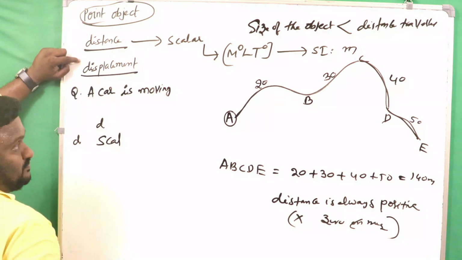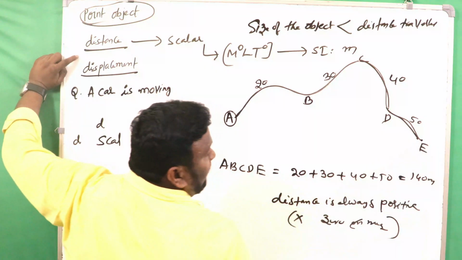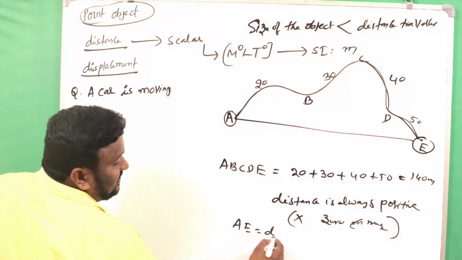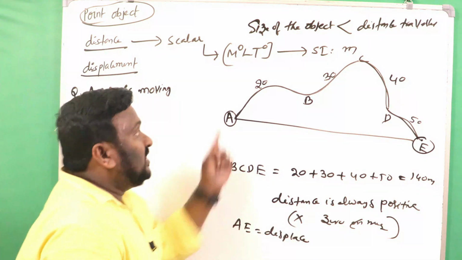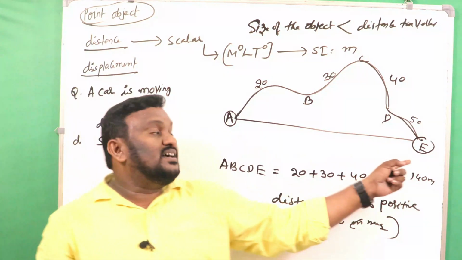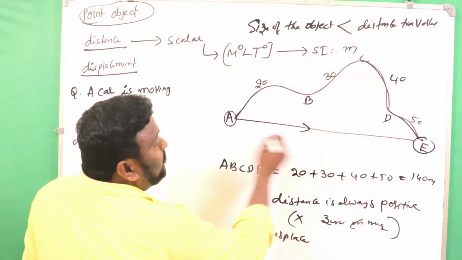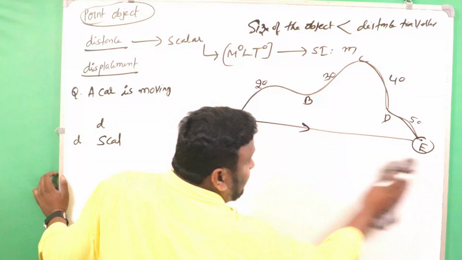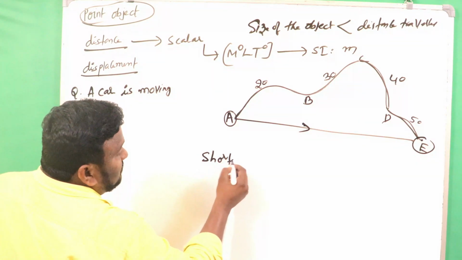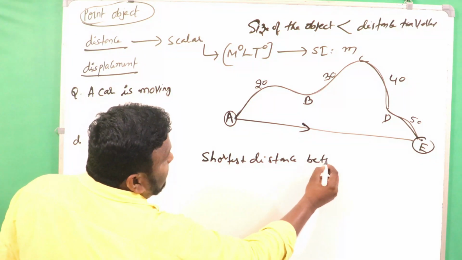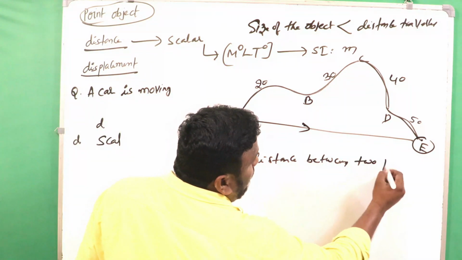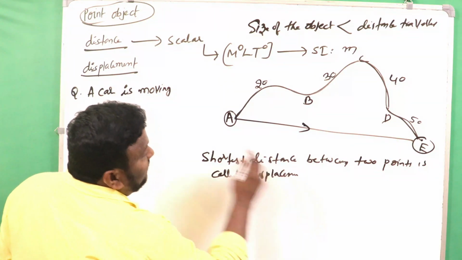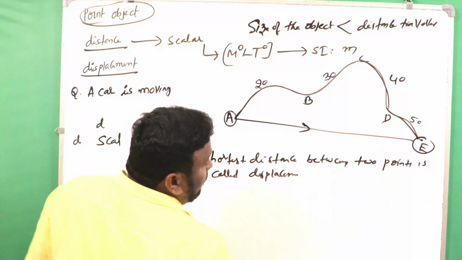Now coming to displacement. Clear? This is the starting position and this is the final position. If you join these two, it is a straight line. This straight line A to E is displacement, while A, B, C, D, E is distance. A straight line joining the initial point and final point is called displacement. So displacement is nothing but the shortest distance between two points. Here A to E is the shortest path. That is called displacement.